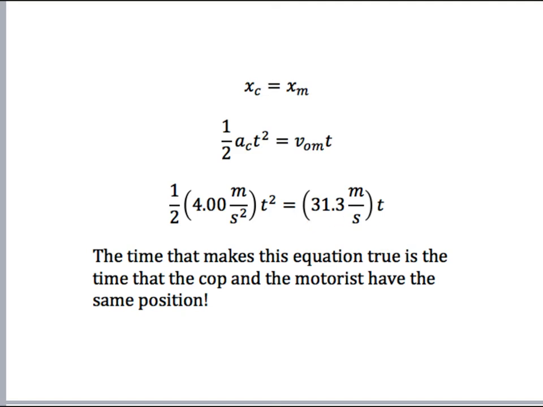Now, I told you that that would solve what we're looking for. Actually, I lied a little bit. That won't give us what we're looking for, but it will give us t. We have an equation where the only thing unknown is time. If I solve this equation for t, that will give me the time that makes this equation up here true, that the cop and the motorist have the same position. So I'm going to solve this for time, and then I can plug that time into either there or there, and that will give me the position. They're the same position, so I can pick either one. I'd probably pick that one because it's easier, but either one should work.